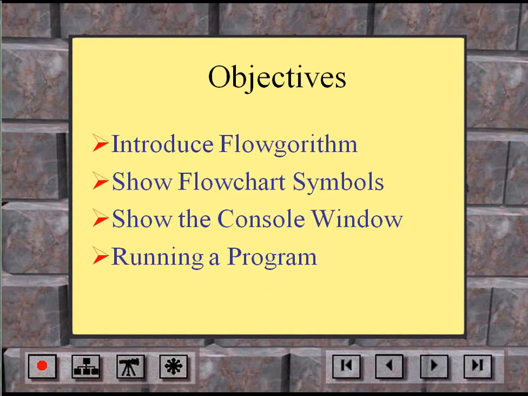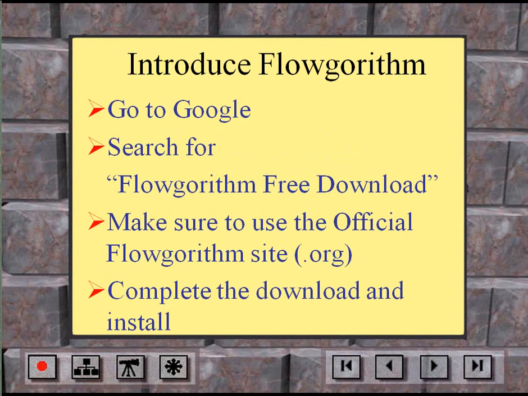Okay, now we're introducing one of my favorite flowcharting tools. This is called Flowgorithm. Flowgorithm has symbols that are flowcharting symbols, and I want to show you those, and I want to show you the console window, and then maybe before I'm done, I will show you a running program of Flowgorithm. So let's take a look.